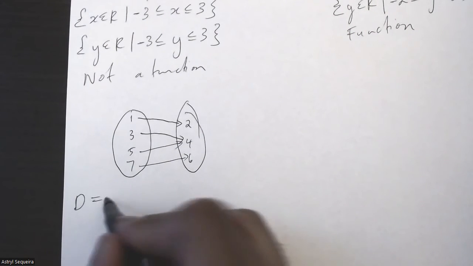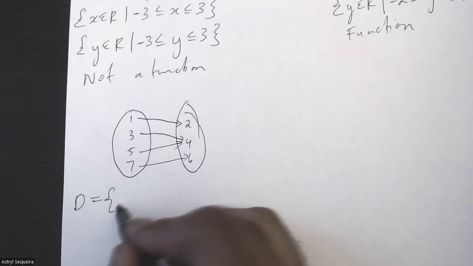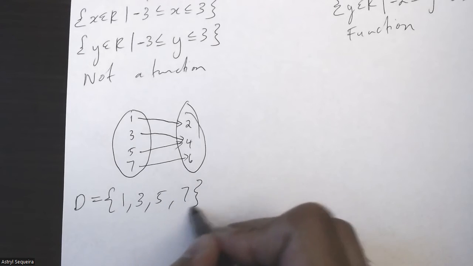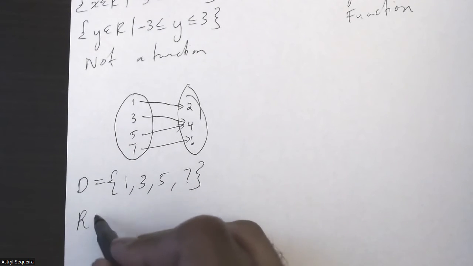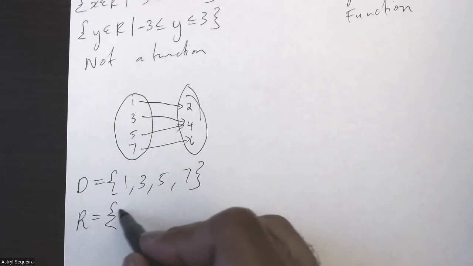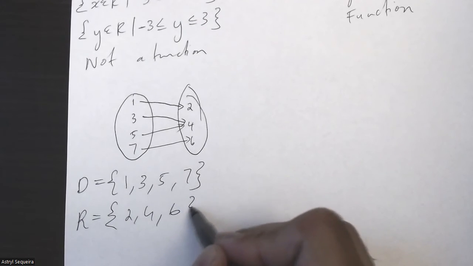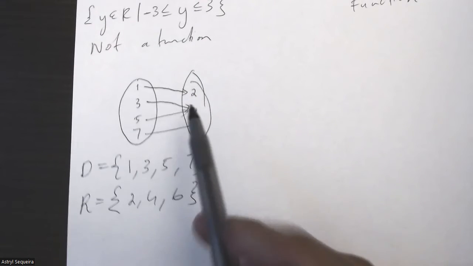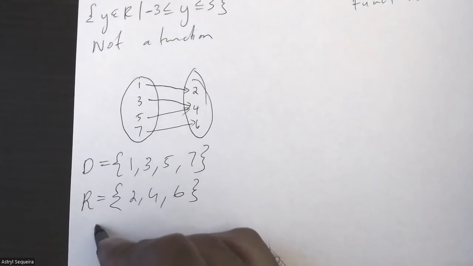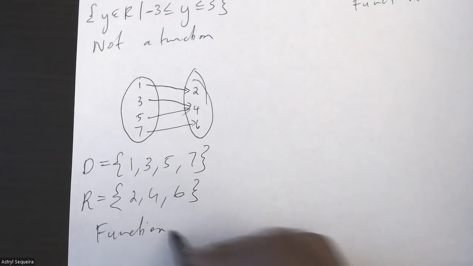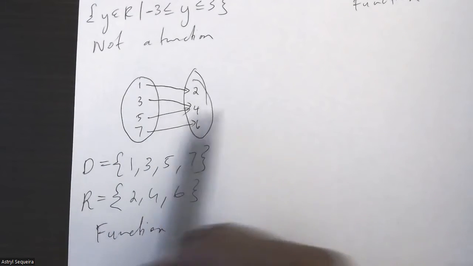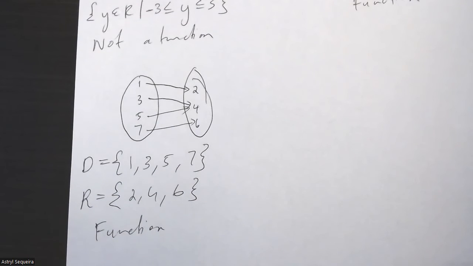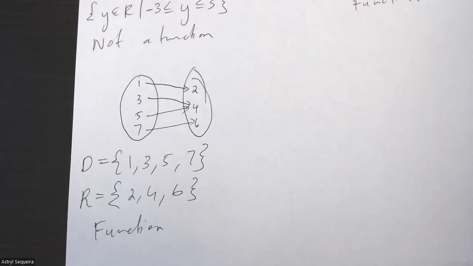So let's start with the domain. When I have individual points, my domain is just the x values, which is 1, 3, 5, and 7. Do not write an x element of all real numbers. My range is just my y values of 2, 4, 6. And this is going to be a function because there's no x value that has 2 y values. You don't see 2 arrows going from any individual x value over here. So this is a function.